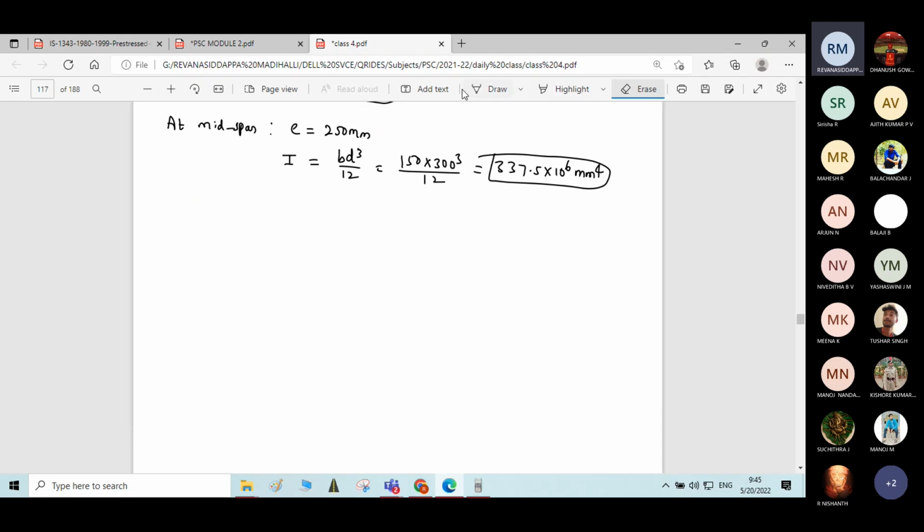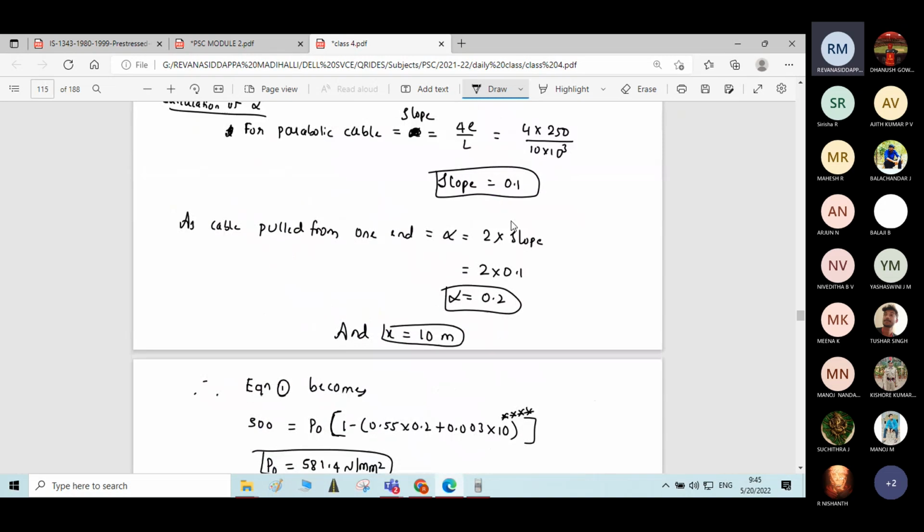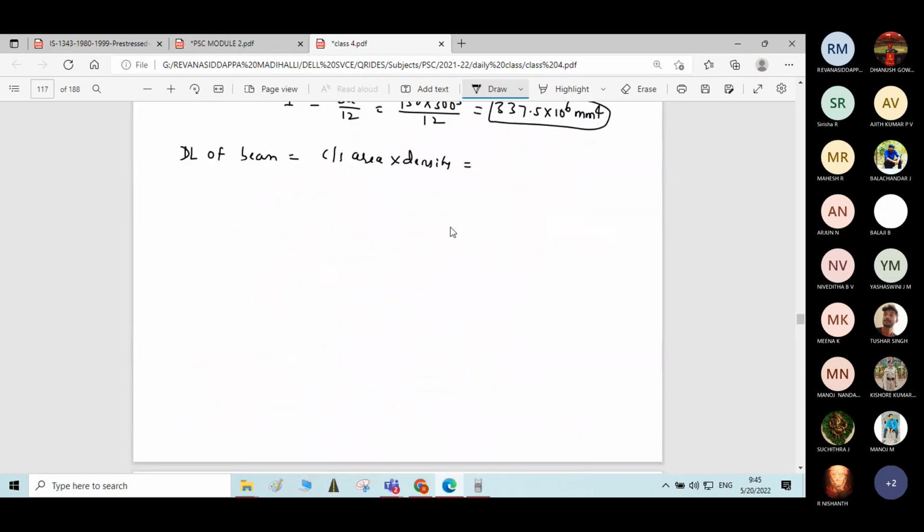Calculate the dead load of the beam and the live load, get the total load, and for the total load you can calculate the moment. It's a very simple step. First calculate the dead load of the beam: cross-sectional area multiplied by density gives the dead load. Substitute the cross-sectional area in square meters, because density is in kilonewton per meter cube. So it is 45,000 mm square into 10 power minus 6 meter square, into the density of concrete, 24. By this we get 1.08 kilonewton per meter.